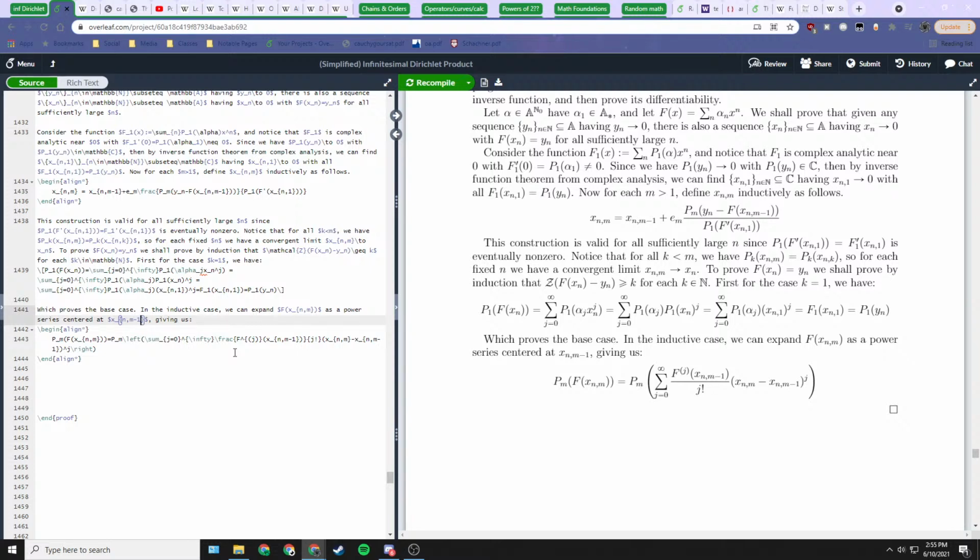So let's do xn, and we're going to expand this as a power series centered at xn k, I think. And then instead of doing PM, we're going to do pk. And this will be pk in here. And instead of m, it's k, and this is n.